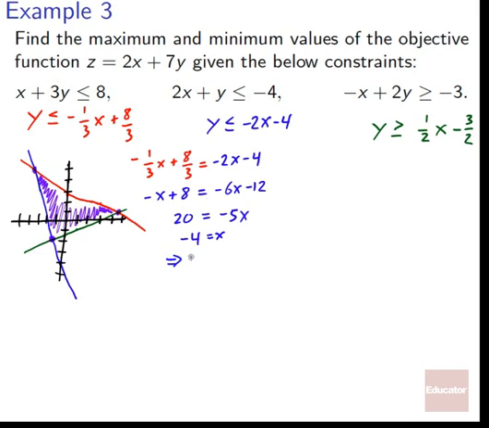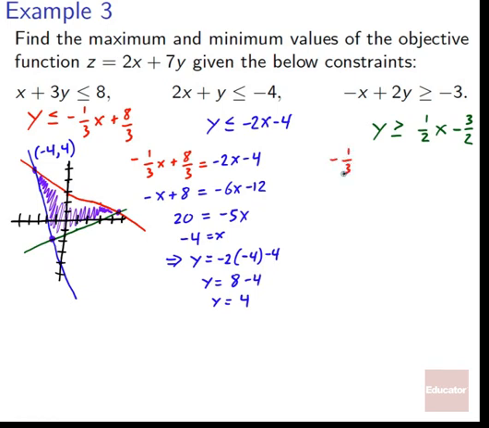So we can plug that in and we'll have that y equals negative 2, plug in our x, negative 4, minus 4. Y equals negative 2 times negative 4 gets us positive 8 minus 4. So y equals 4. Great. So one of our vertices is negative 4, comma 4. Great. Next up, what if we had our red intersect our green?